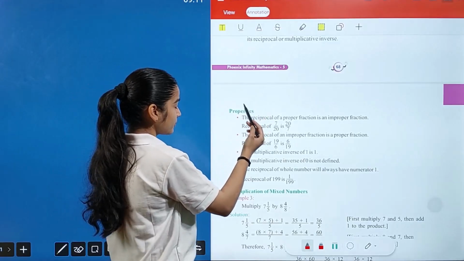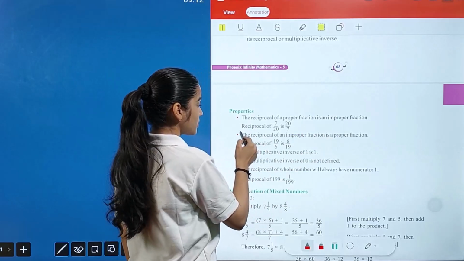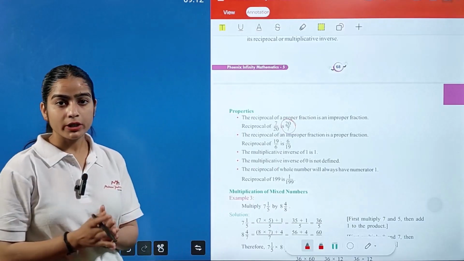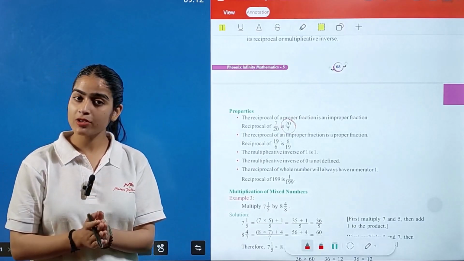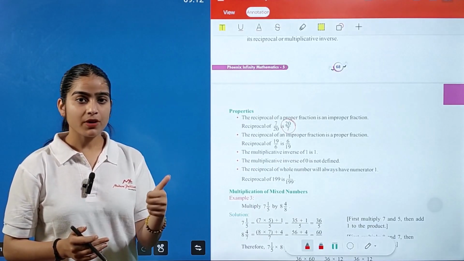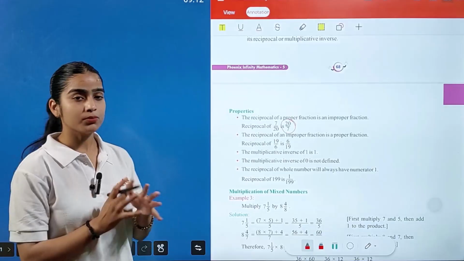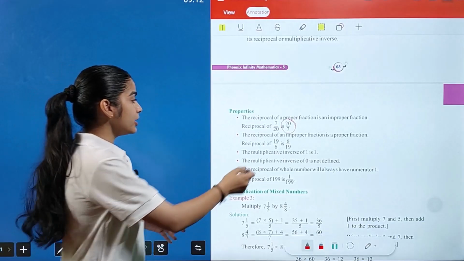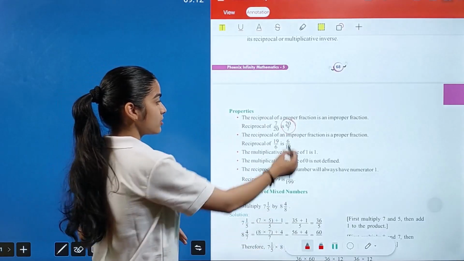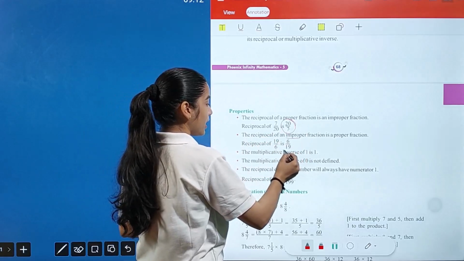Now, properties of it. The reciprocal of a proper fraction is an improper fraction. Reciprocal of 7 by 20 is 20 by 7. I hope so, students, you already remember the types of fractions which we learnt in earlier classes. We have a total of 5 types of fractions: proper fraction, improper fraction, like fractions, unlike fractions, and mixed fraction. Proper fraction means we have a bigger denominator and a smaller numerator. So the reciprocal of a proper fraction is always an improper fraction, and the reciprocal of an improper fraction will be a proper fraction.